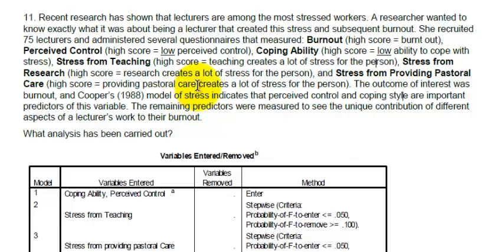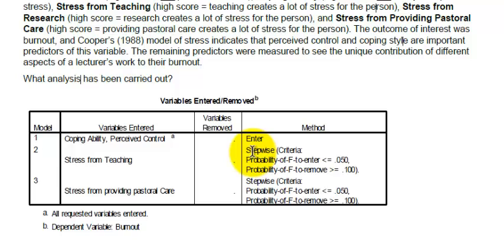Okay, so it looks like they ran a regression. It looks like the teacher is asking you what type of regression has been carried out. And the good news is, it's right there: stepwise. Stepwise means it puts in one predictor at a time, and the software does the heavy lifting for you.